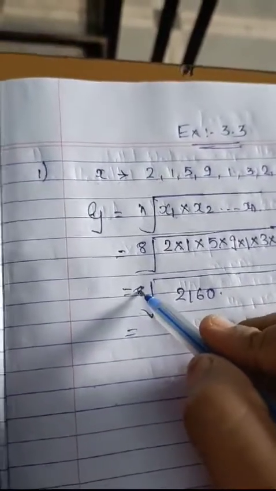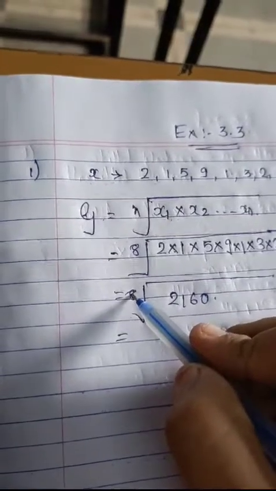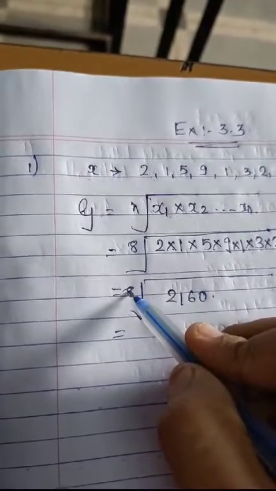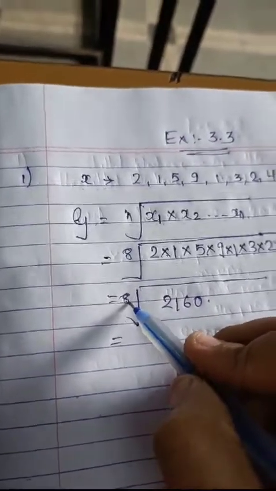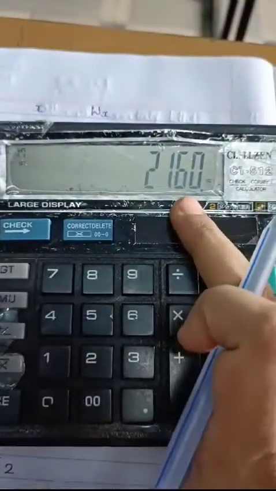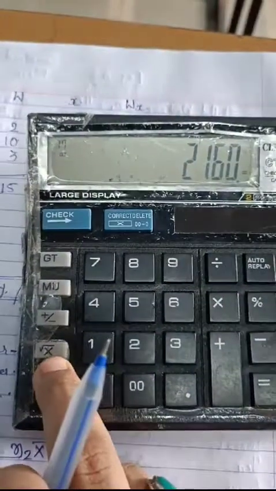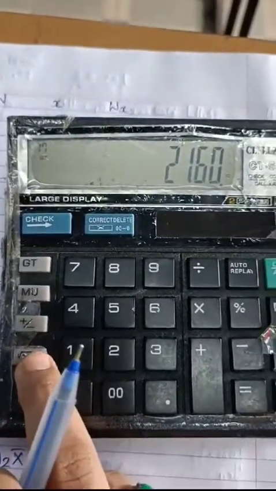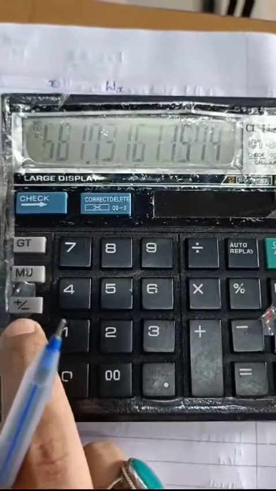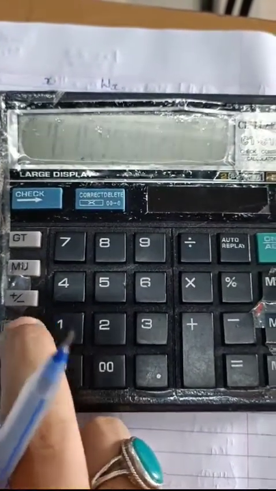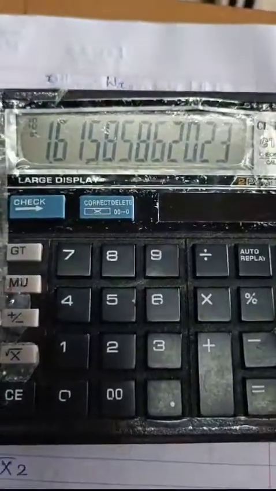We will be taking half of this term for pressing the square root. Suppose 8 is here, so we will be pressing the square root button 4 times. On screen I am having 2160. This is the square root button. Instead of pressing it 8 times, we will be pressing it only 4 times. 1, 2, 3, 4.